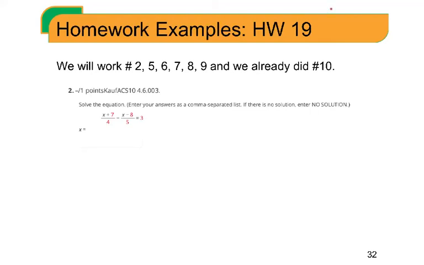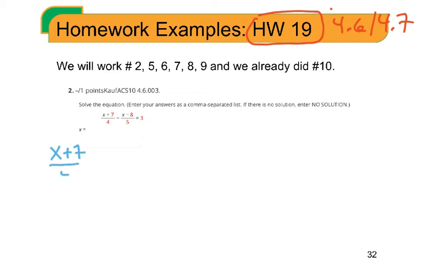So this is homework 19, 4.6, 4.7. Here is number 2. So let's rewrite this so we can see it better. We're asked to solve this equation. Because it's an equation, we can clear the fractions.